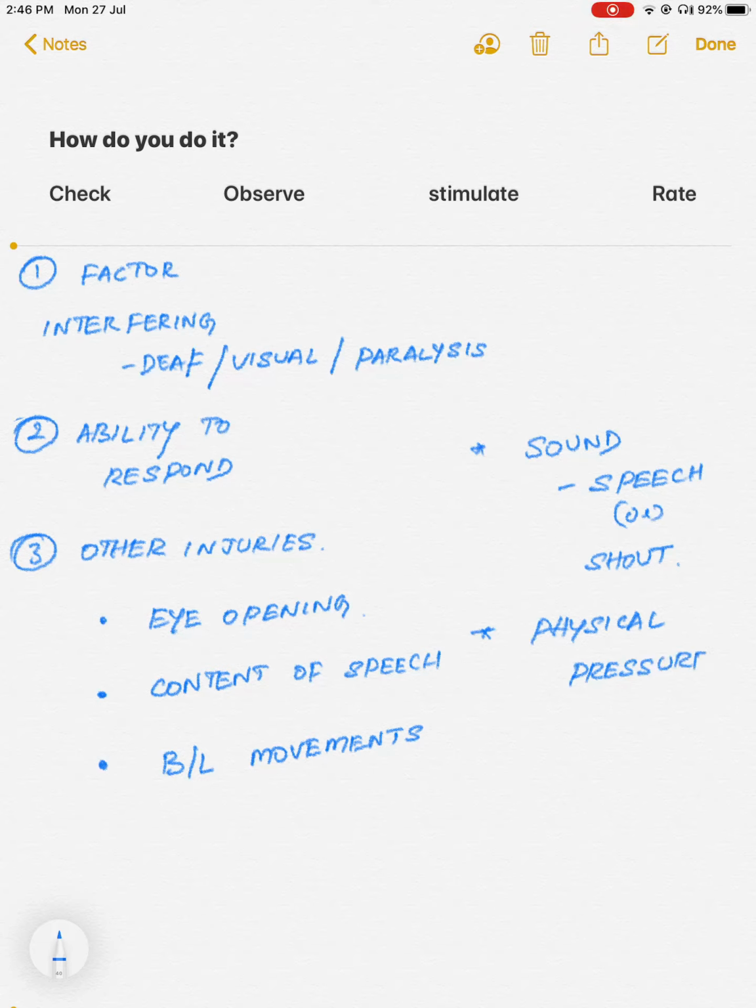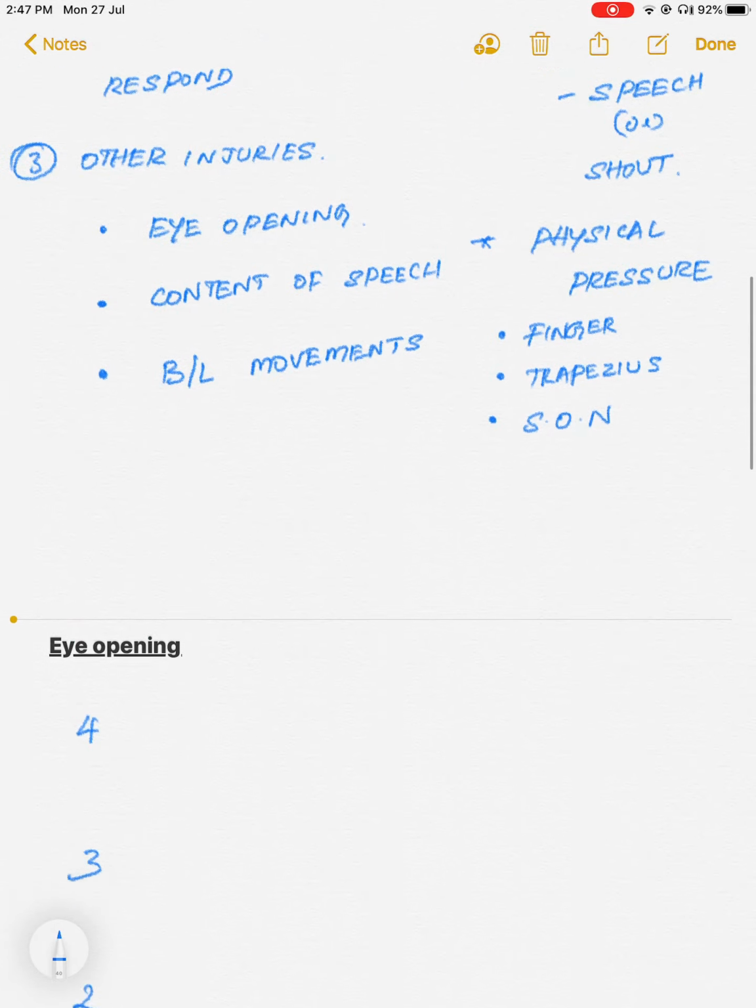Remember, this physical stimulus is only pressure and not pain, and this should be given over the fingertips, or over the trapezius, or over the supraorbital notch. These are the three places where the physical pressure can be given. Remember, this should be only pressure and not pain, as with a needle or anything that is going to hurt or injure the patient.